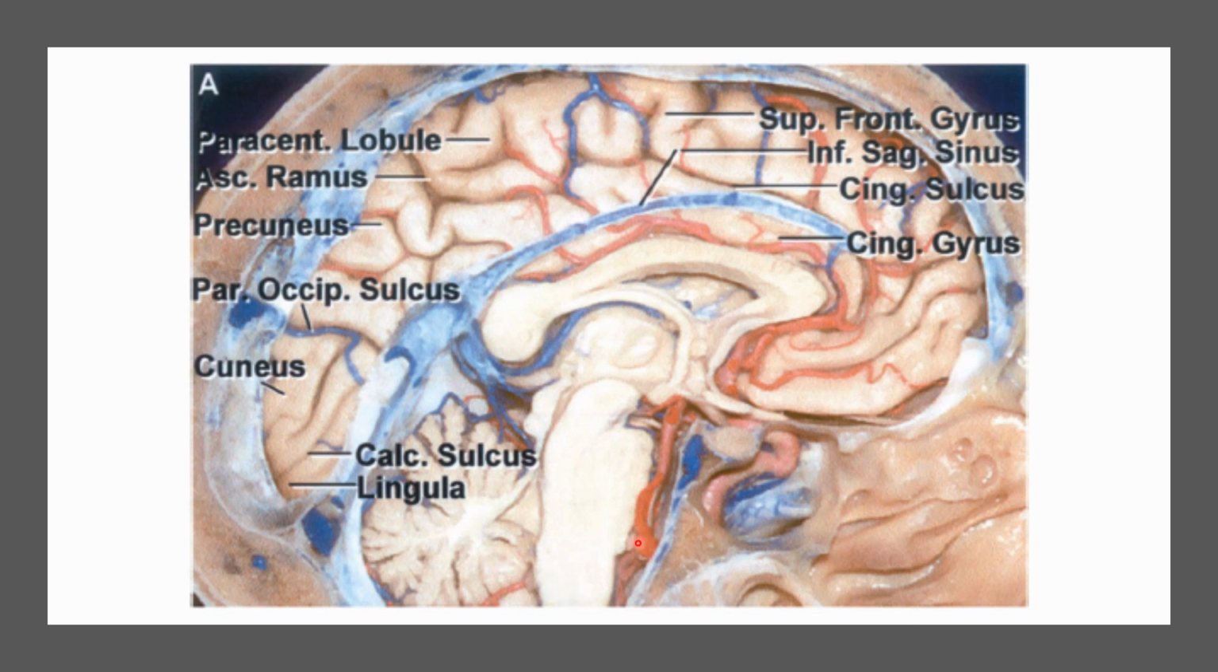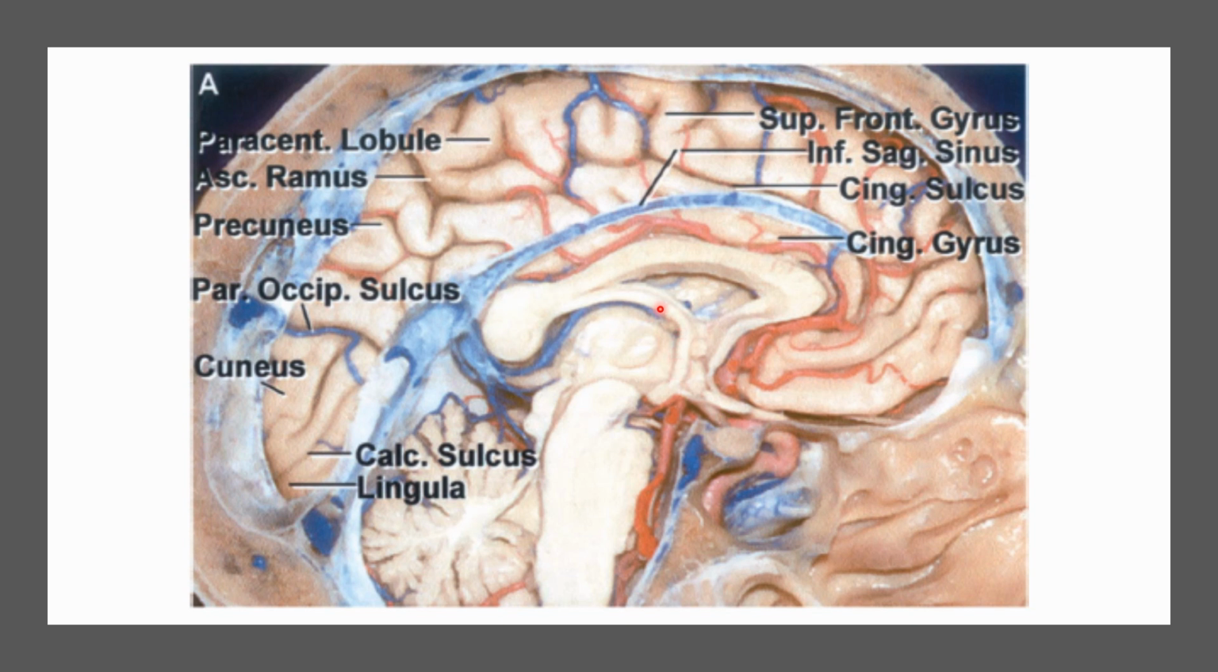In this mid-sagittal cut, we can see the vertebral arteries coming in front of the pons, and they join each other to form the basilar artery. In the carotid canal, we can see here the carotid artery coming inside the bone, and then it comes to pierce the dura and become intradural.